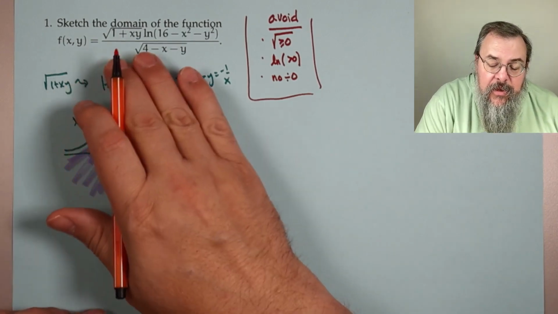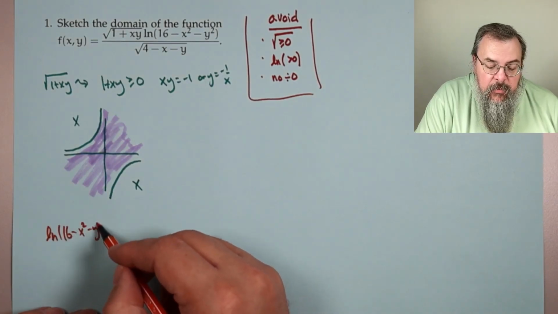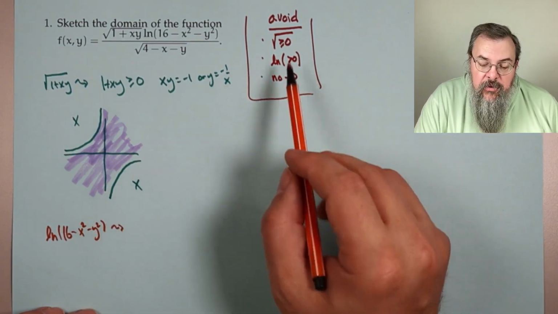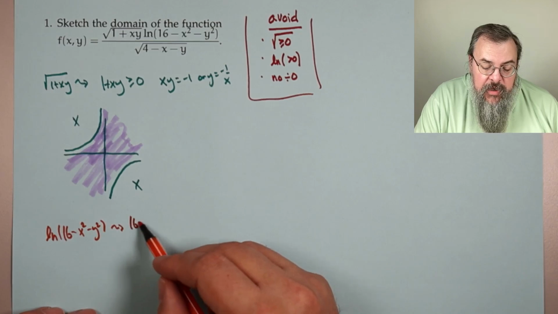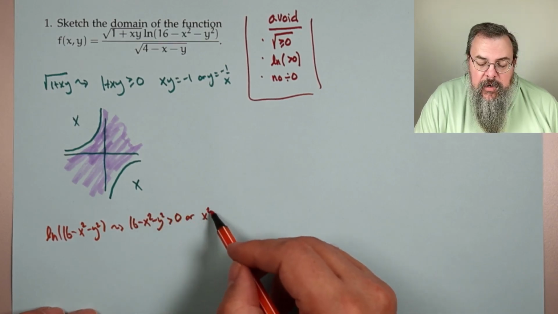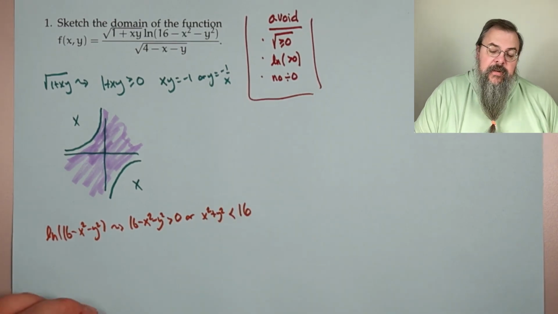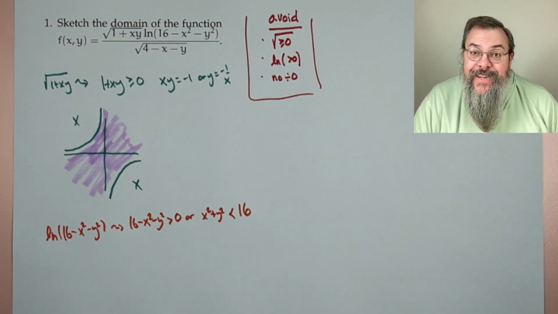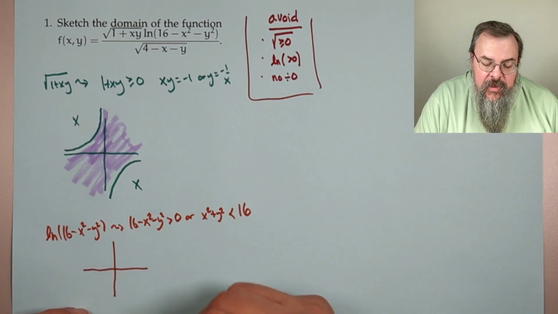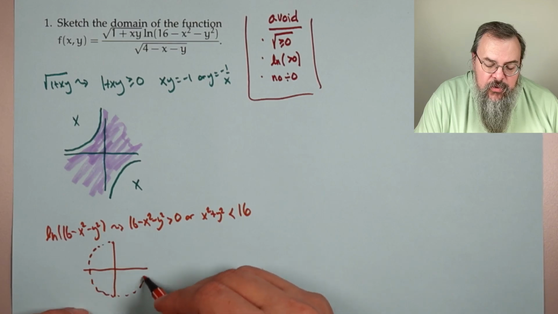Now let's talk about log. All right, so we have log of 16 minus x squared minus y squared. Okay, that part needs to be greater than 0. So 16 minus x squared minus y squared has to be greater than 0, or x squared plus y squared has to be less than 16. All right, now, what's that? That we can probably recognize. That's a circle, and that's a circle of radius 4. And we're not going to include the boundary because it's dotted.